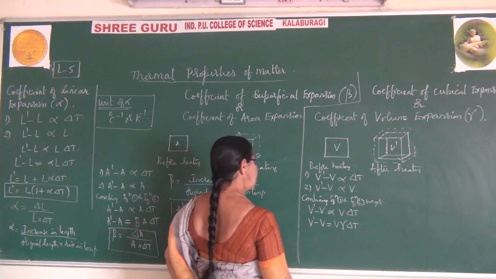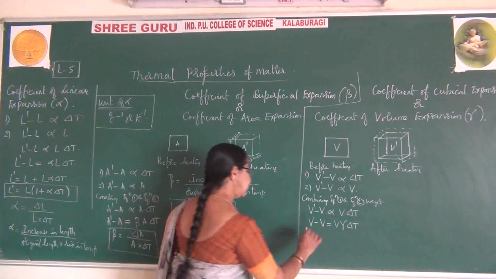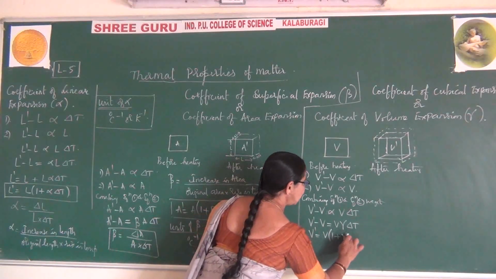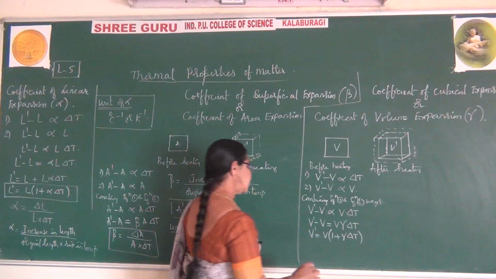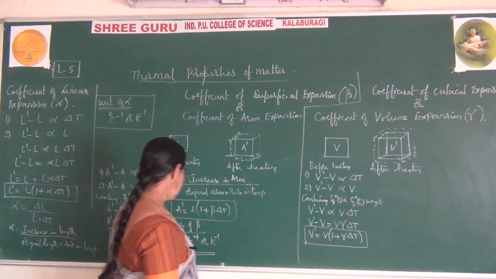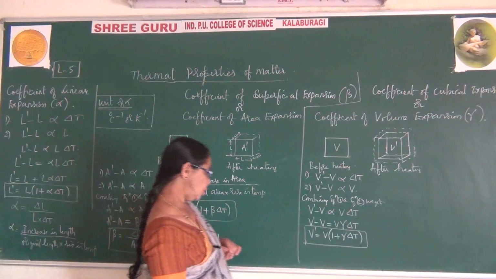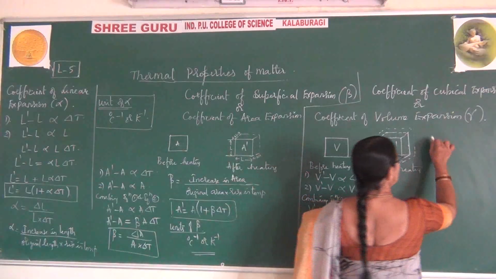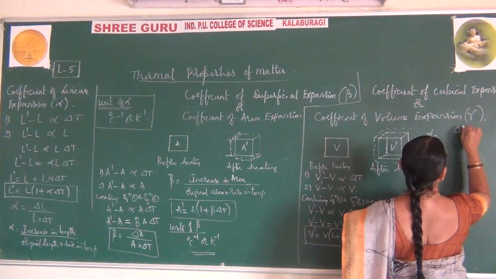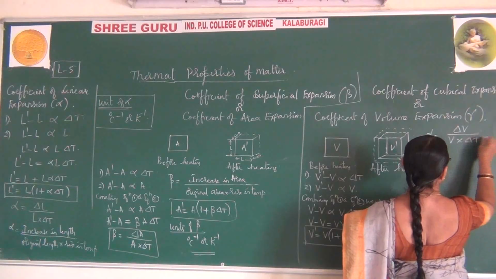Now with the help of this formula I can write V dash is equal to V into 1 plus gamma delta T. This is one formula for volume expansion, you can use it. Now using this I can write the formula for gamma. Gamma is equal to delta V by V into delta T.